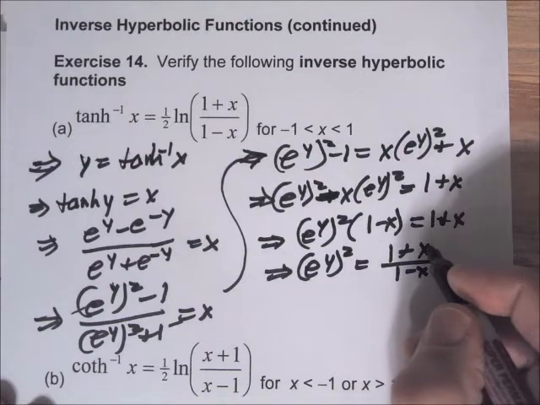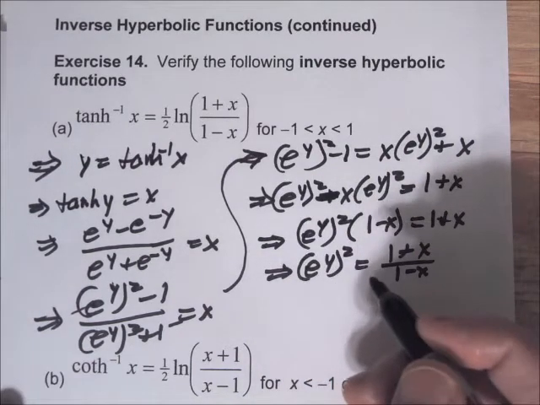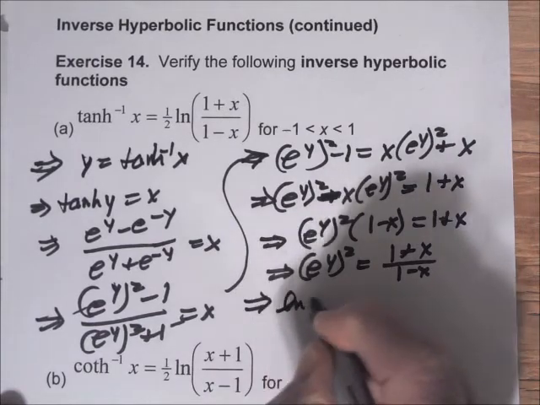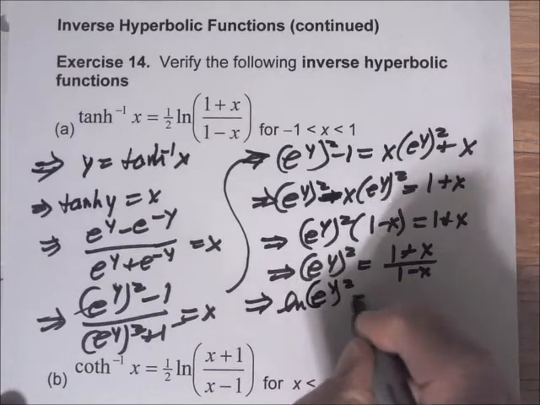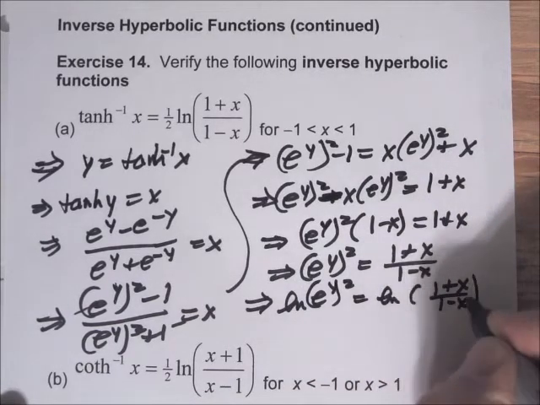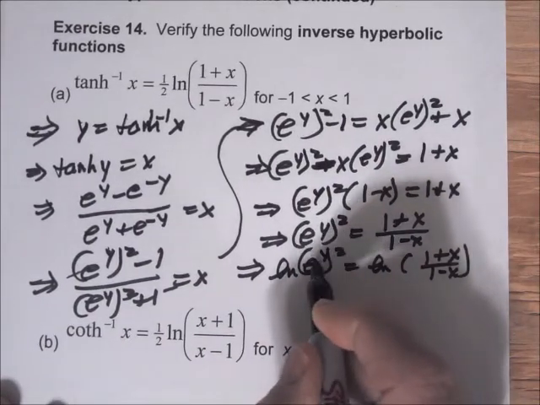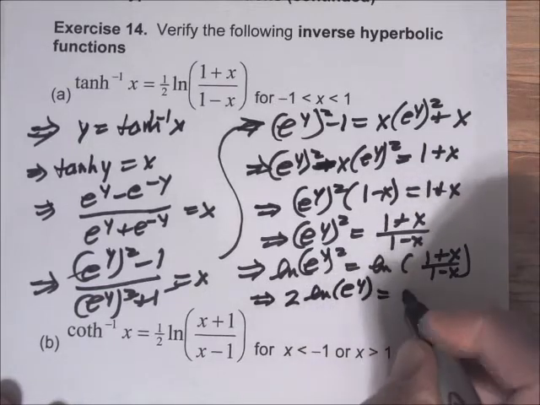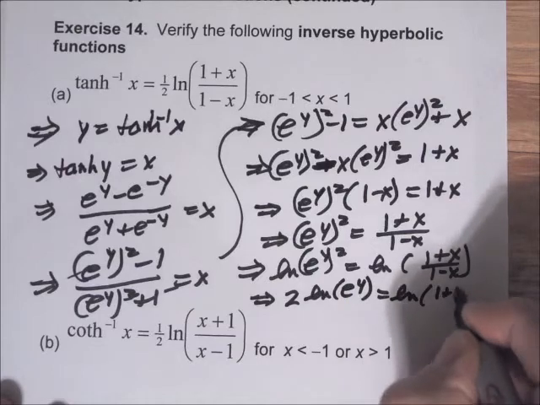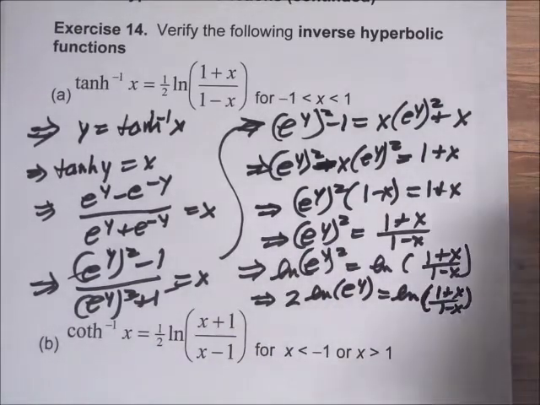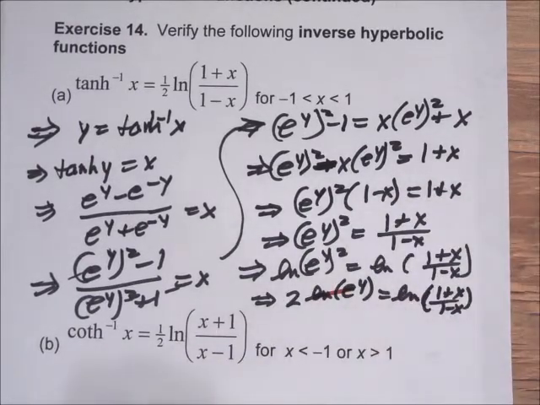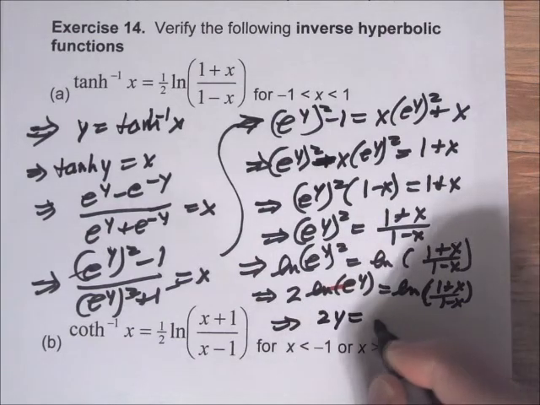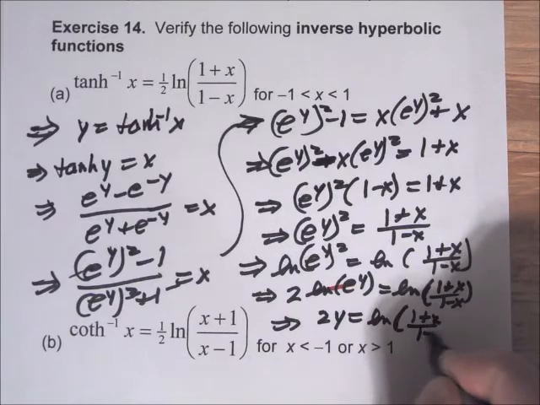I guess we take the log of both sides at this point. So we have the log of e to the y squared equals ln 1 plus x over 1 minus x. And one of the rules for taking the log of an exponential expression, the exponent can come out in front. So that means that 2 times ln of e to the y is equal to ln 1 plus x over 1 minus x. The log and the exponential base e are inverse functions to each other. Those will cancel. So it's just y. I have 2y equals ln 1 plus x over 1 minus x.